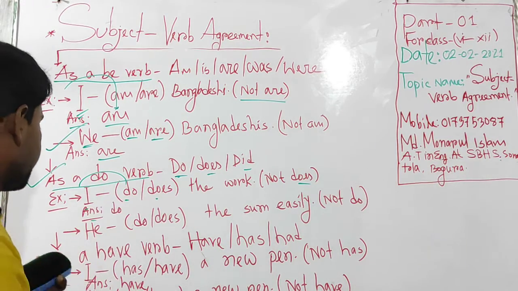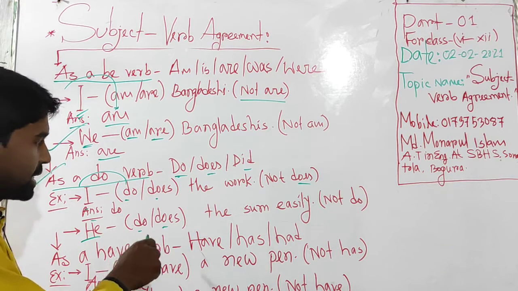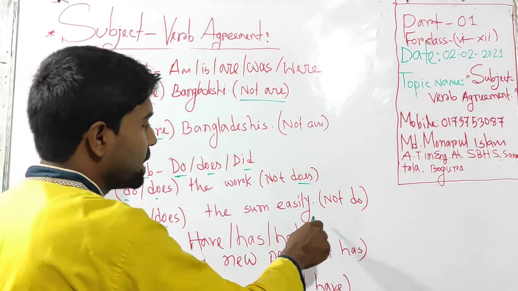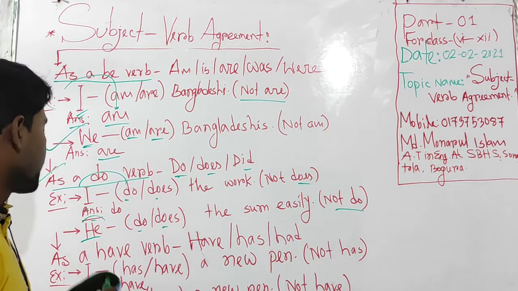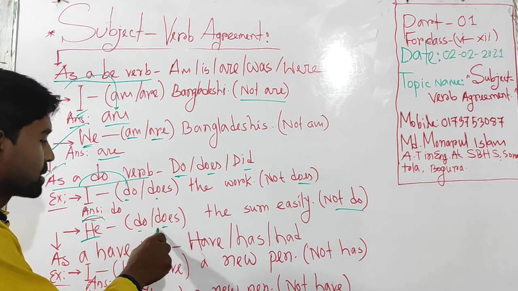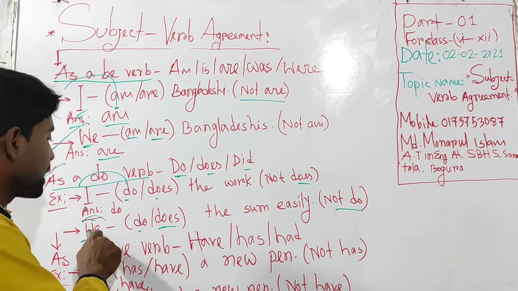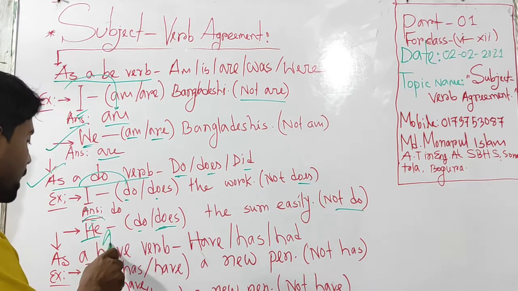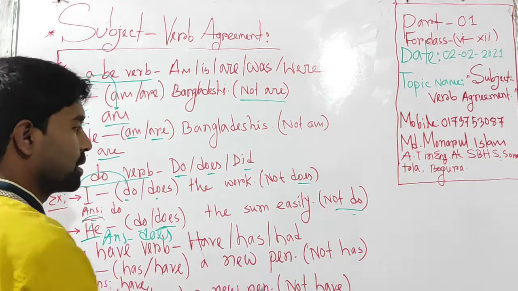It is an exceptional rule. Then, he (do/does) the sum easily, not do. We don't use do, because after the subject he, the third person singular, we should give the third person singular verb. Here, he does: the answer will be does. Not do.